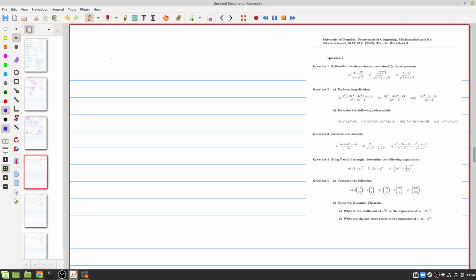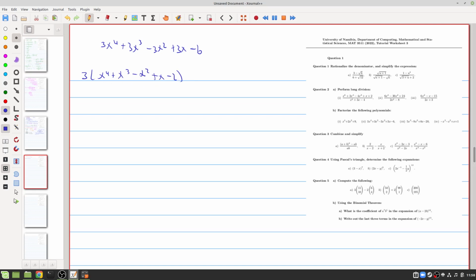So here we've got factorize the following completely. So we've got 3x to the power 4 plus 3x cubed minus 3x squared plus 3x minus 6. Okay, so first of all, we can see there's a common factor of 3. So we can factor out a 3, and then we're left with x to the power 4 plus x to the power 3 minus x squared plus x minus 2.